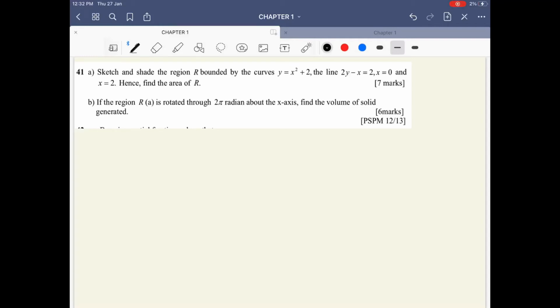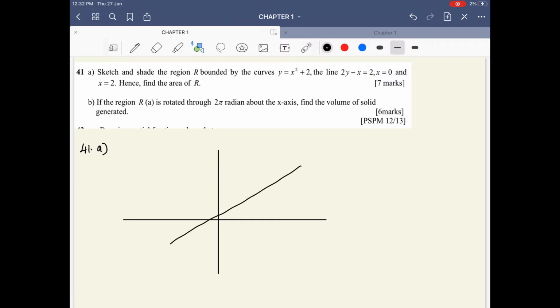Alright, now we're going to solve question 41 from chapter 1 tutorial. So 41a, sketch and shade the region bounded by the curves y equals x squared plus 2 and line 2y minus x equals 2. Alright, first we need to also note the other boundaries, which are x equals 0 and x equals 2. Okay, now let's sketch the graph.